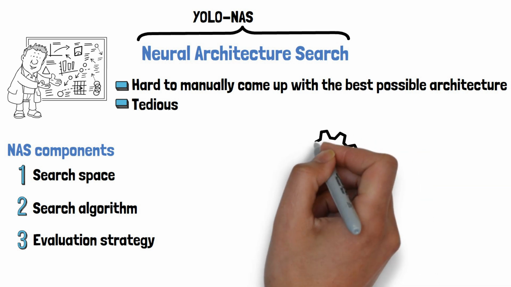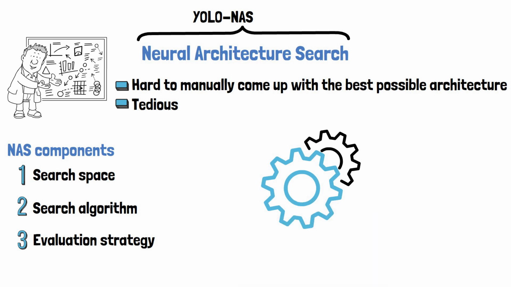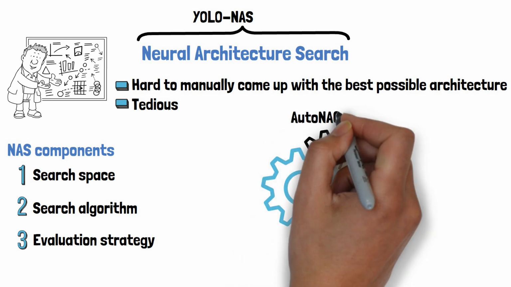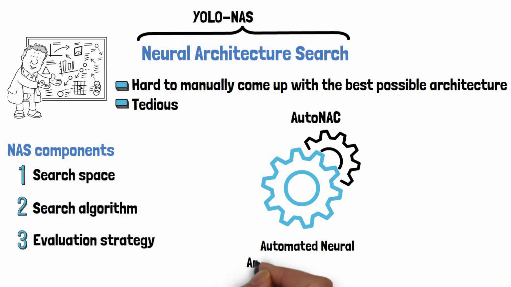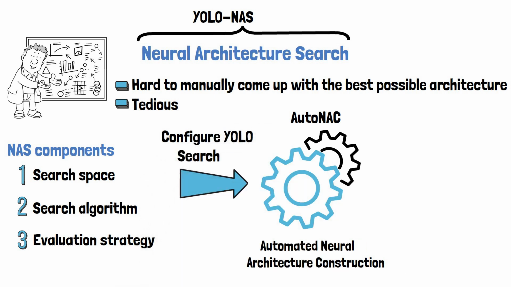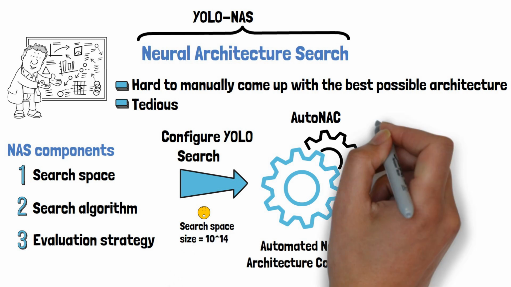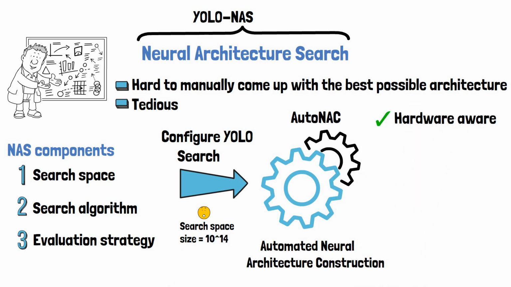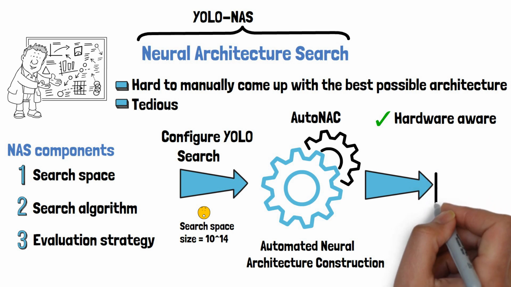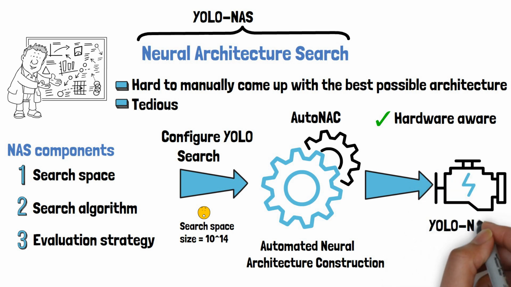So in order to come up with the model architecture for YOLO NAS, Deci used their own neural architecture search implementation called AutoNAC, which stands for Automated Neural Architecture Construction. They provided AutoNAC with the details needed to search YOLO possible architectures, which created an initial search space of huge size, and AutoNAC, which is hardware aware, found an optimal architecture for YOLO NAS, which is optimized for NVIDIA T4, in a process that took 3,800 hours of GPU.